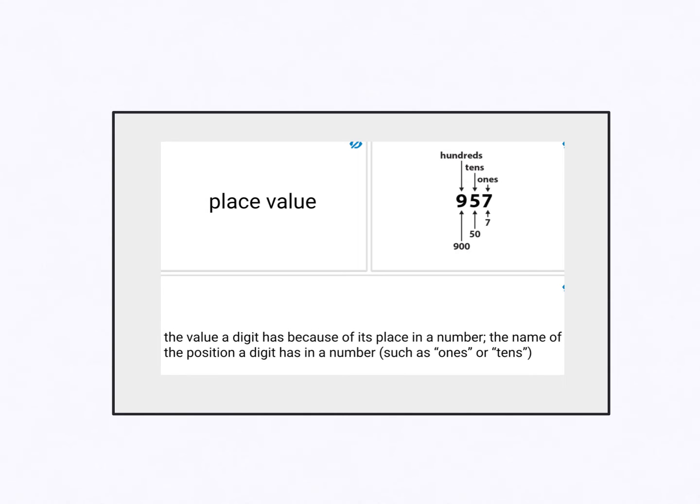Our next vocabulary word, place value, can be defined as the value a digit has because of its place in a number, or the name of the position a digit has in a number, such as ones or tens. Today we're only going to be focusing on the ones and tens place, so we're only going to look at these two numbers. So our 7 is in the ones place, and our 5 is in the tens place, meaning 50, or 5 sets of tens.